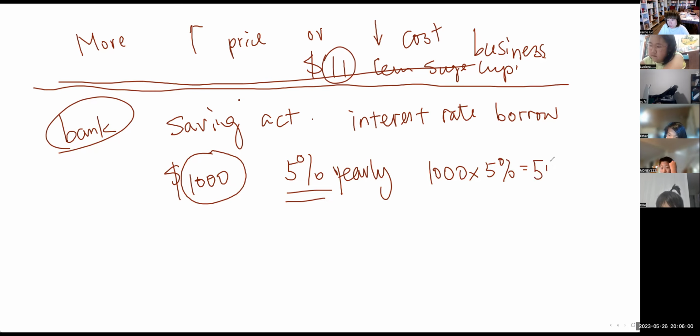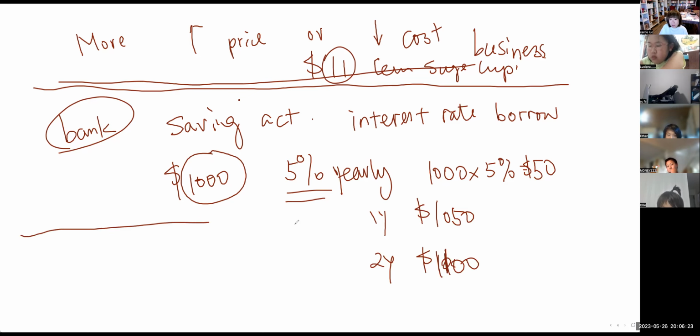Equals $50. Okay, so at the year end, you have $1,050. And that's 1 year. And 2 years later, you have $1,100. I know it's slow, but Ethan, you don't have to do anything. You just stay in your home and the money just accumulates.